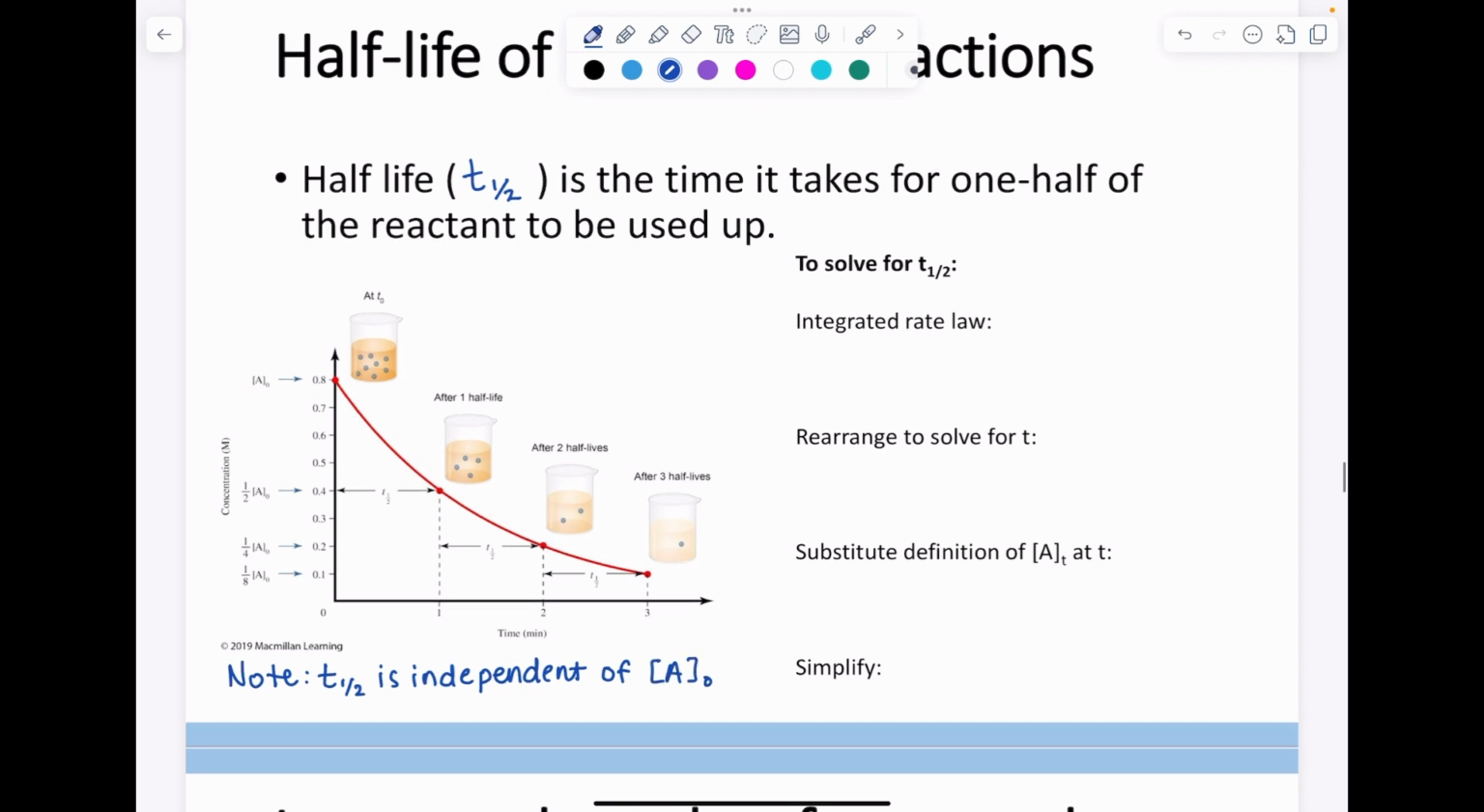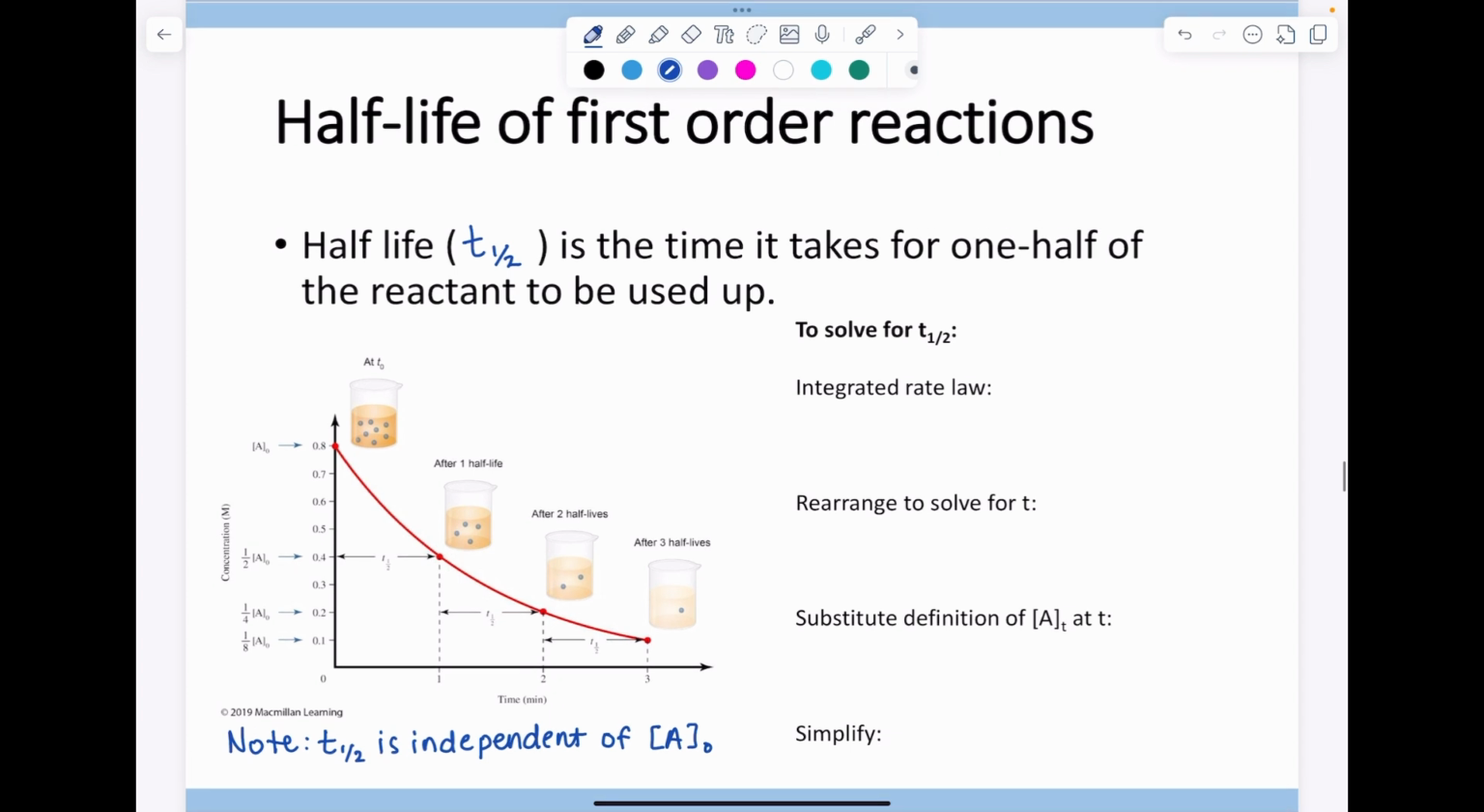It is independent of the initial concentration. No matter what concentration you start with, the half-life will be the same for a given reaction. Okay, so what I have on the left side here, we're going to go through a derivation of the integrated rate law to get to the half-life equation. So this is the derivation.